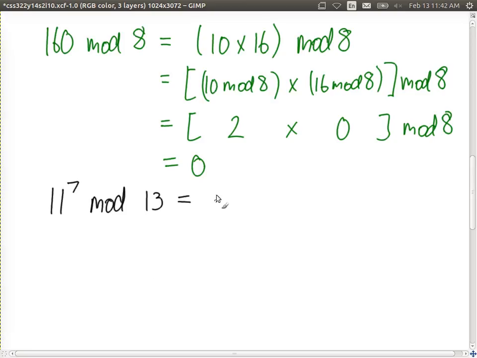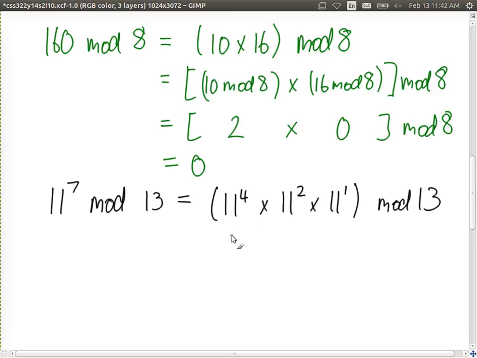Well, we can think in different ways, but one way is to say that our properties of exponentiation still apply here. So this is 11 multiplied by itself 7 times. Well, we can split it into 4 times, times 2 times, times 1. 4 plus 2 plus 1 is 7. Let's move over here.